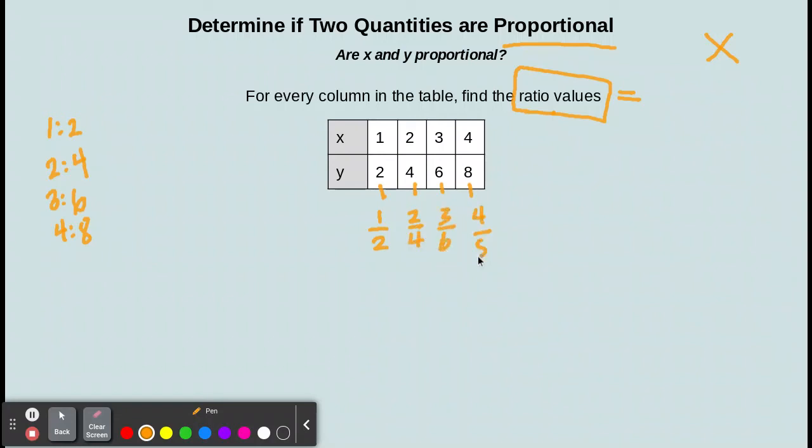Now, just looking at these numbers, they don't all have 1 on top and 2 on bottom, but we know we can simplify our fractions. So let's do that. We can divide both the top and bottom by 2, get 1/2. On this one, we can divide both the top and bottom by 3. We also get 1/2. And on this one, we can divide the top and bottom by 4, and we also get 1/2. So the ratio value for this one is 1/2, this one is 1/2, this one is 1/2, and this one's 1/2. Therefore, all these ratios in this ratio table are proportional. So the answer is yes.